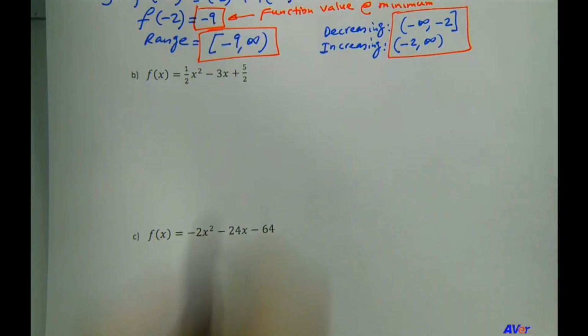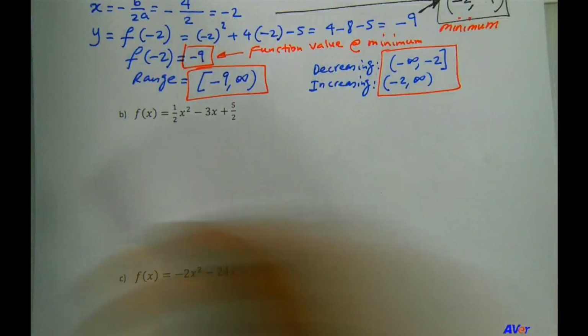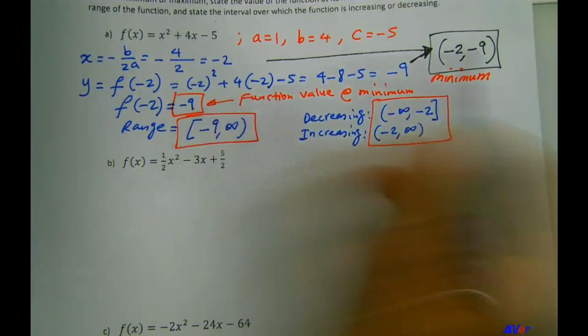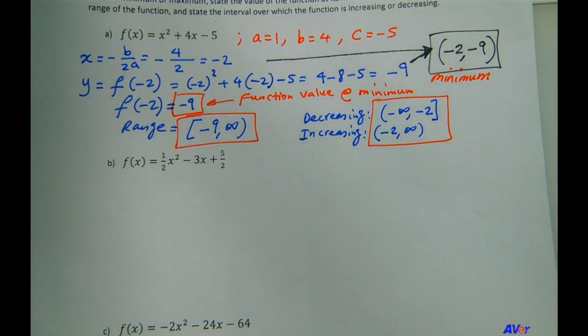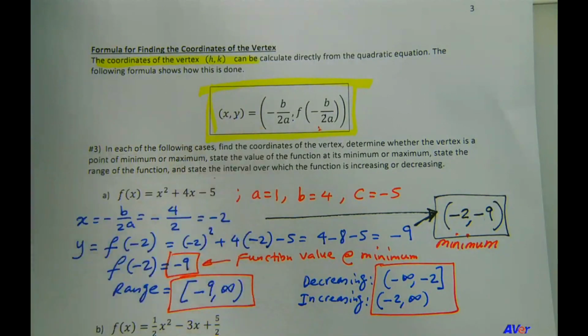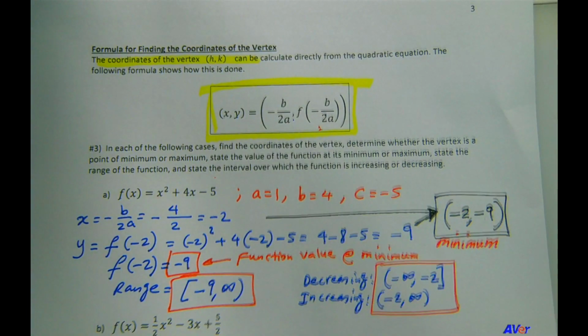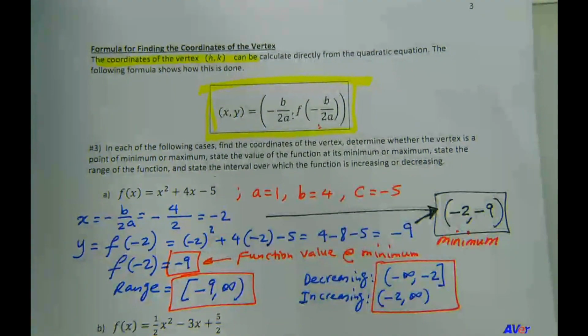Okay, so we have part B here. It says do the same thing basically. Find the coordinates of the vertex and then answer all these different questions. Where the range is, where the function is increasing and decreasing, and all of that. So let's find the vertex using this formula, of course, right? Not using completing the square. Completing the square was one method to find the coordinates of the vertex. Here, we're going to use this formula.